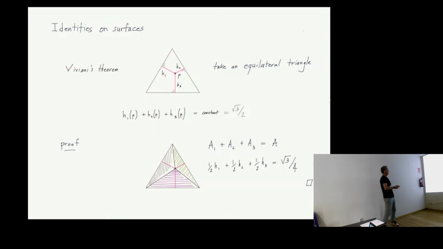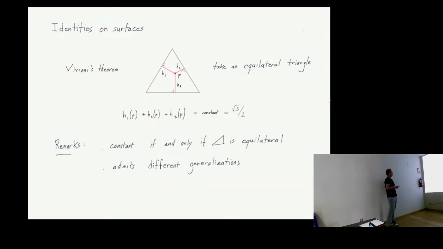So there you go. I just want to make a few remarks about this. First of all, if you have a Euclidean triangle, this sum is constant if and only if the triangle is equilateral. So if you take a non-equilateral triangle, this sum is not constant. That's not so difficult to see, but I think somebody proved it in the 70s or something like that. That sort of appeared in Euclid. So that's kind of an interesting remark.